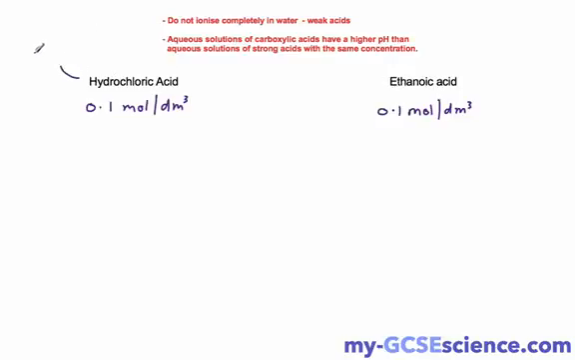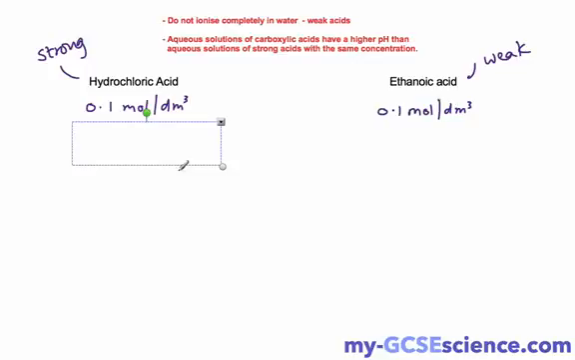Hydrochloric acid is often referred to as a strong acid, and ethanoic acid is often referred to as a weak acid. But if we look at two concentrations of these two acids, they are exactly the same here. We've got a 0.1 mole per decimeter cubed solution of hydrochloric acid and a 0.1 mole per decimeter cubed of ethanoic acid. Now the issue here is, here we're saying it's a strong acid and here we're saying it's a weak acid, even though they are both the same concentration.